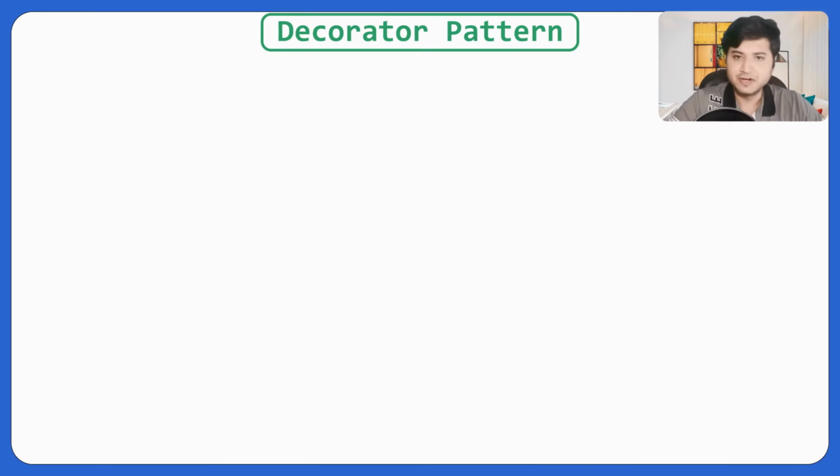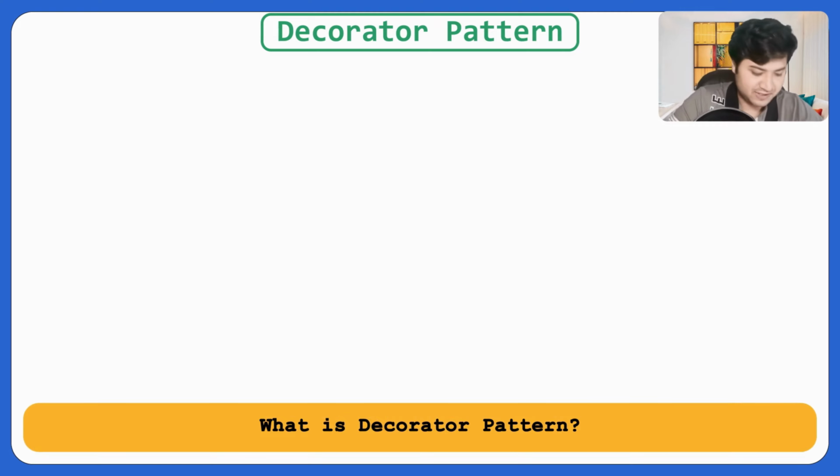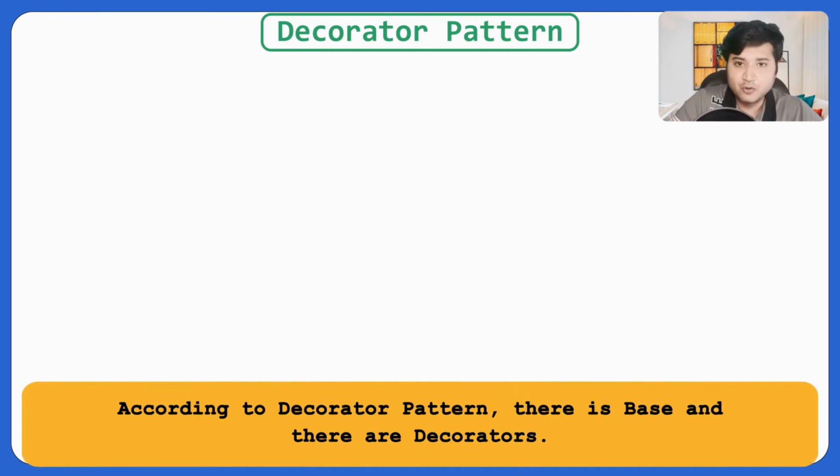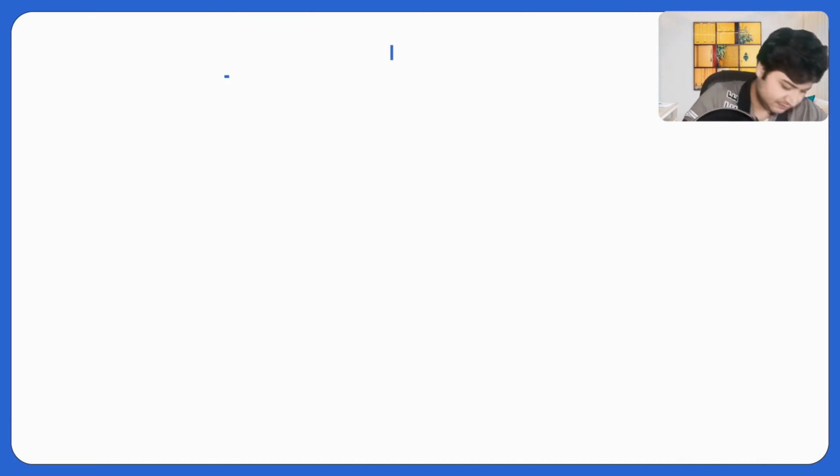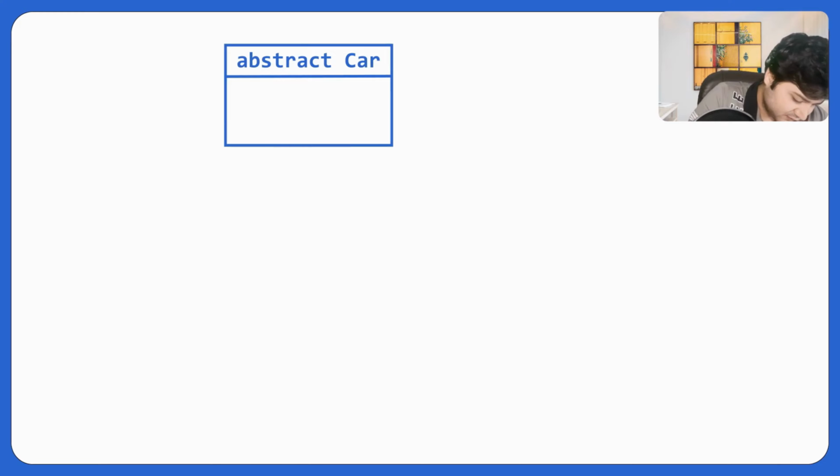Now, what is the decorator pattern? According to the decorator pattern, there's a base and then there are decorators. Let's make a base class. The base is Car, which would be abstract. This would have a function cost in it.